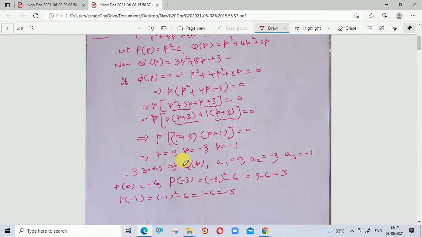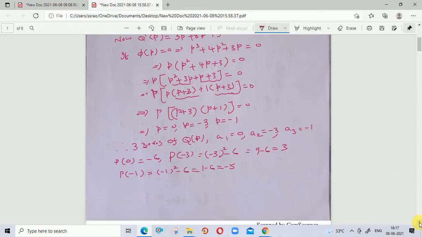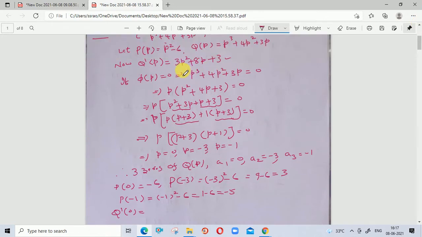Q dash of 0, Q dash of -3, Q dash of -1 ఫైండ్ అవుట్ చేయాలి. సో Q dash of 0 is equal to, 0 రాస్తే ఏమవుతుంది, ఇక్కడ Q dash of p is equal to 3p square plus 8p plus 3. సో ఇక్కడ 0 రాస్తే p ప్లేస్లో 0 ఉంటుంది, so that is 3. నెక్స్ట్ Q dash of -3, అక్కడ Q dash of p is equal to 3p square plus 8p plus 3 కదా, p ప్లేస్లో -3 రాస్తాం. ఓకేనా, ఇక్కడ రాస్తే 3 into (-3) whole square plus 8 into (-3) plus 3.